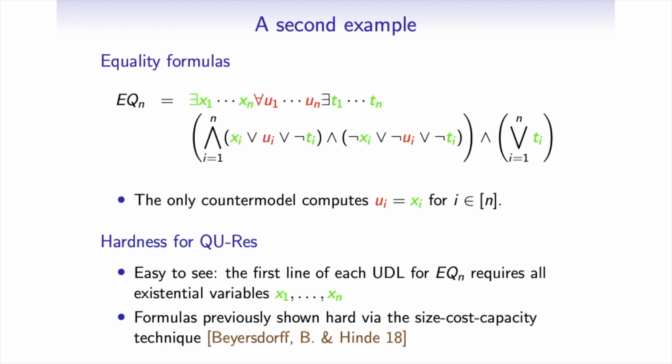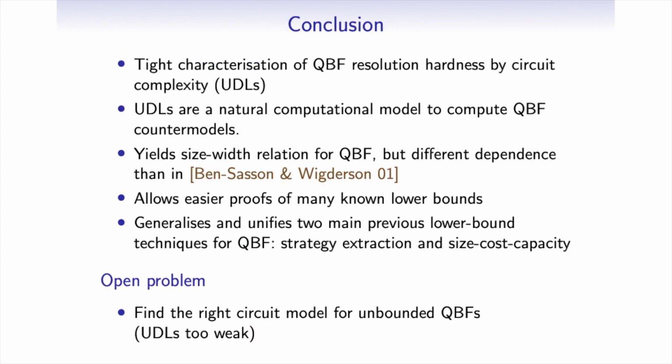A second example, we have the equality formulas. And for these formulas, the only countermodel computes that u_i is equal to x_i. So all these u's have to take the same values as the x's. Again, you can see that if a UDL computes such a countermodel, its first line has to include all the x's. Because if it doesn't, it's not computing that countermodel. So again, you get the exponential size lower bound here as a direct corollary.